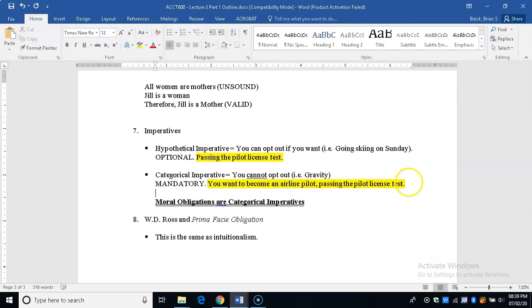The chapter talks about the fact that moral obligations are categorical imperatives. So doing the right thing is something that you can't opt out of. It's not optional. You can't say, well, I'm going to decide I don't want to be ethical because those rules don't apply to you. They do apply to you. When we talk about the AICPA Code of Conduct, the different rules that are stated in the Code of Conduct are categorical imperatives if you're an accountant. Okay, so we'll talk about what those are later on in the semester.